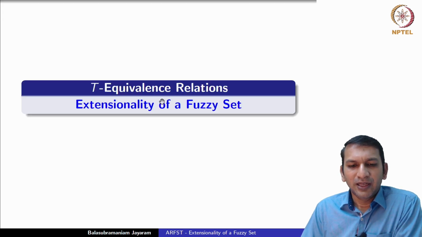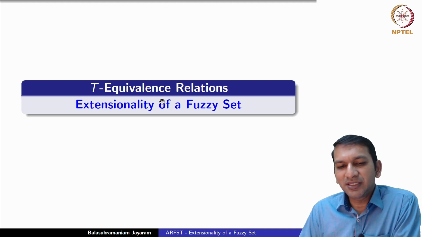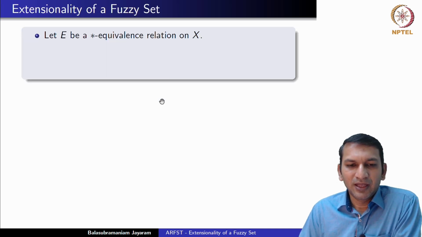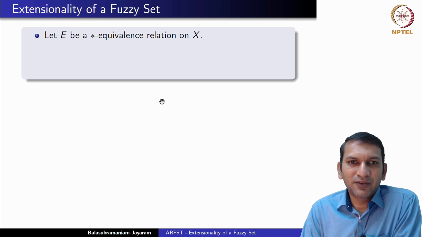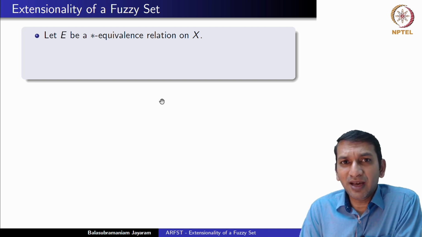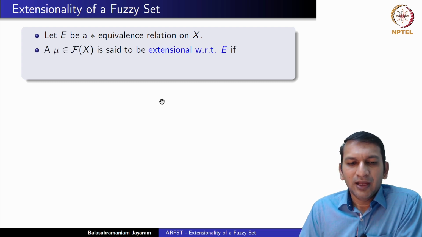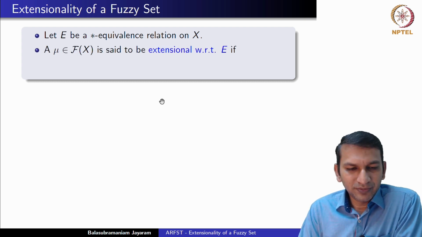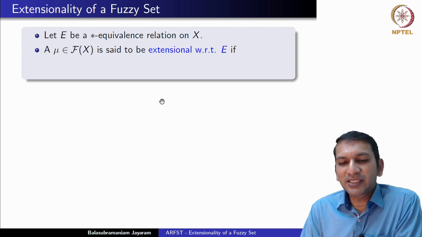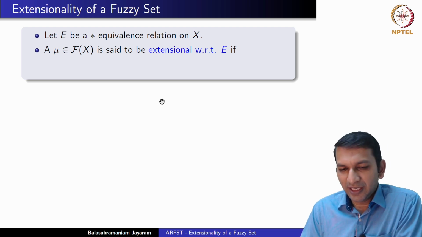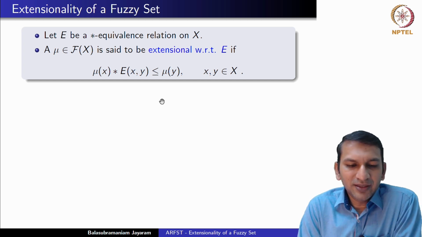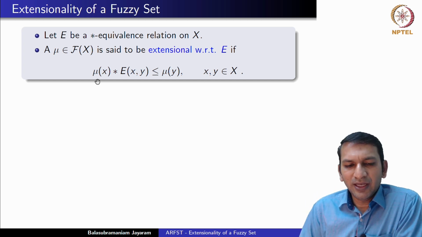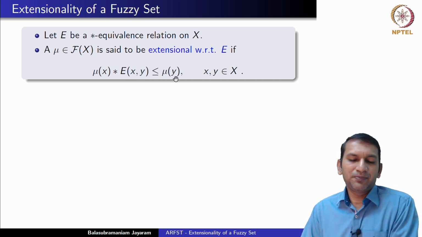Now, let's look at what is extensionality of a fuzzy set. Let us be given a star equivalence relation on X, which means E is reflexive, symmetric and star transitive. If we take a fuzzy set mu on X, it is said to be extensional with respect to E if it satisfies this particular property. What does this say? If you take an x and y, mu of x star E of xy should be less than or equal to mu of y.